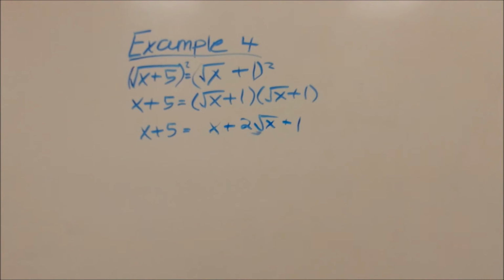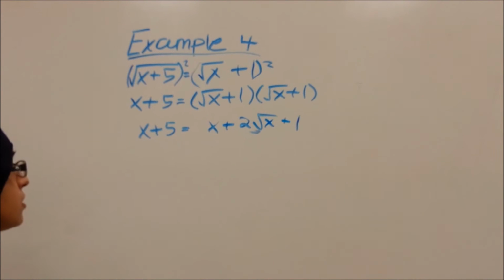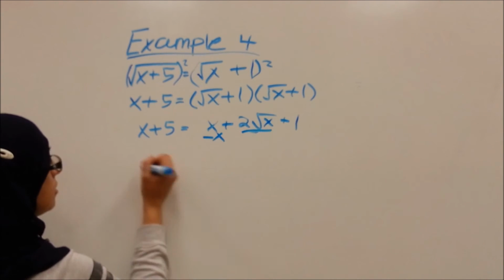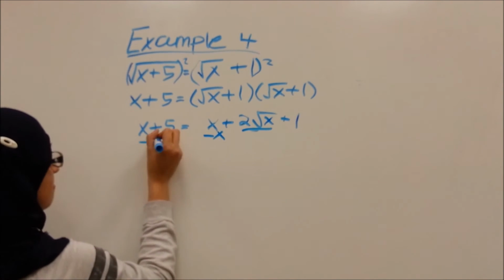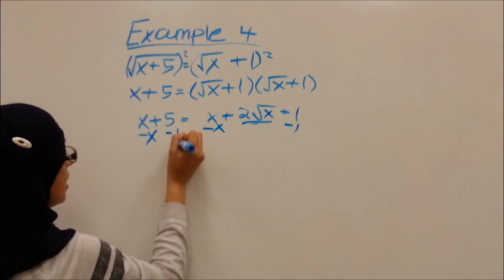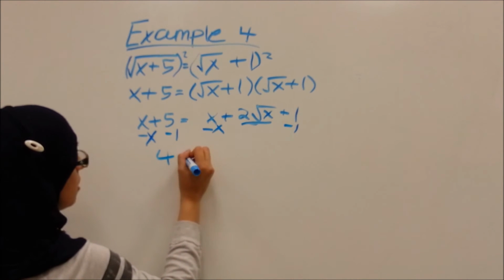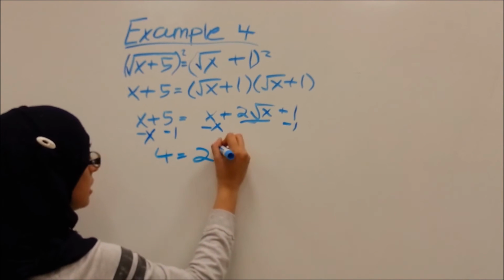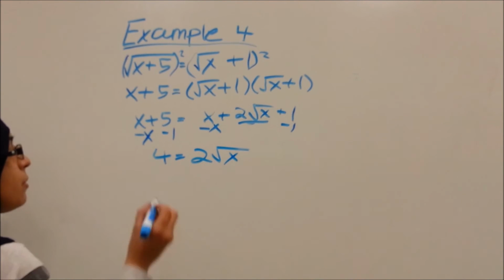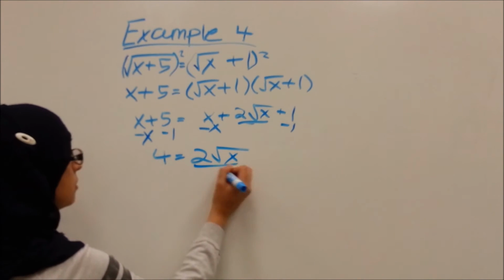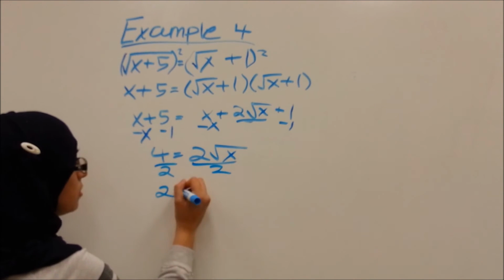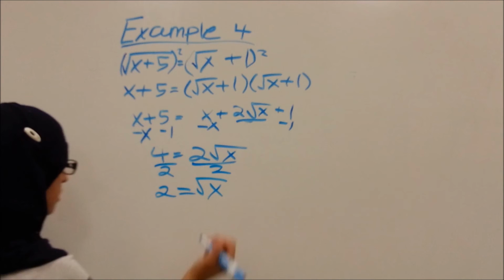Okay. Now that we have that, we can get rid of certain things to isolate this radical. So we're going to subtract x. Okay, and then subtract 1. That leaves us with 4 equals 2 times the square root of x. After that, we have to divide by 2. So still isolate the radical. And that gives us 2 equals square root of x.